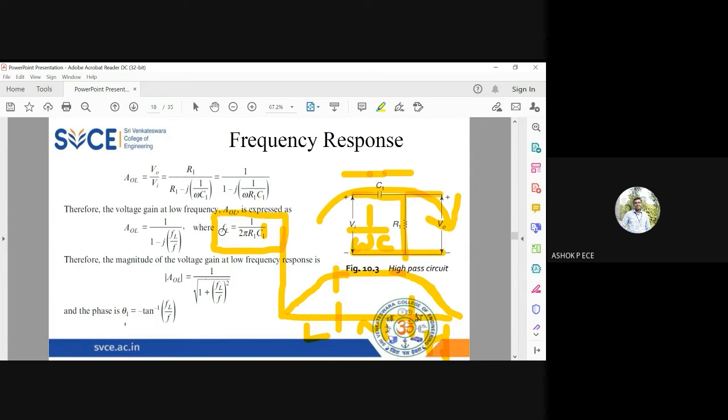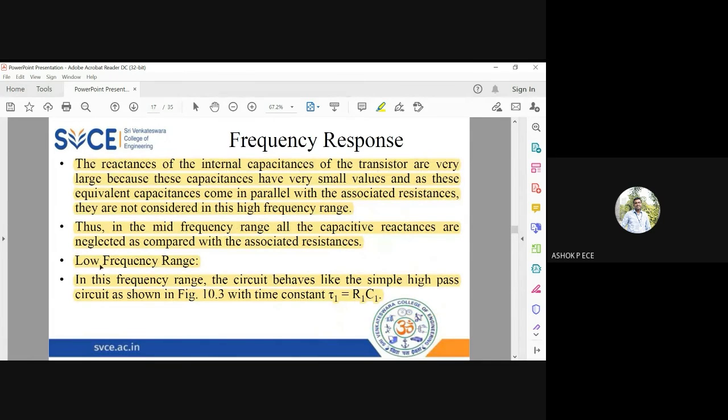Till this FL, your gain will be slowly increasing. Once it crosses FL, the gain will be constant. You want to find the region where gain is constant, right? That is why we define two cutoff frequencies, one in the low frequency region called FL, and one in the high frequency region called FH. Whatever we are seeing is the low frequency response of your amplifier.